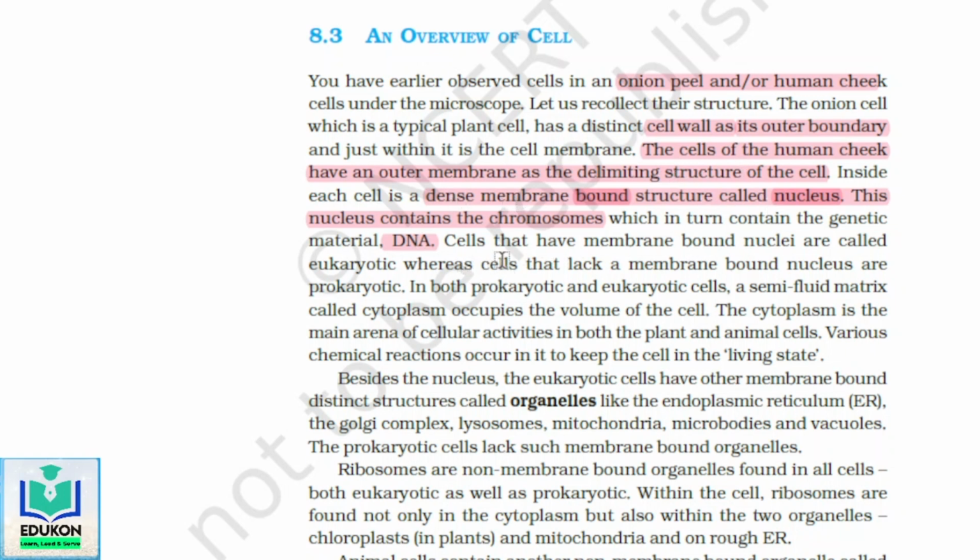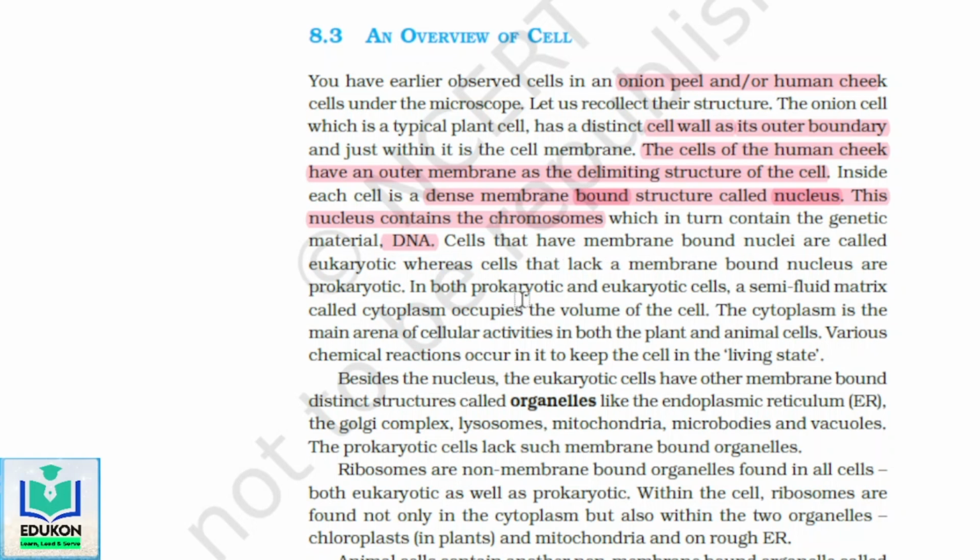Cells that have membrane-bound nuclei are called eukaryotic cells. Eukaryotes means the nucleus is surrounded by a nuclear membrane. Whereas cells that lack a membrane-bound nucleus, which don't have any kind of membrane around the nucleus, are prokaryotes. This means in prokaryotes the DNA, the genetic material, is naked, it is exposed.